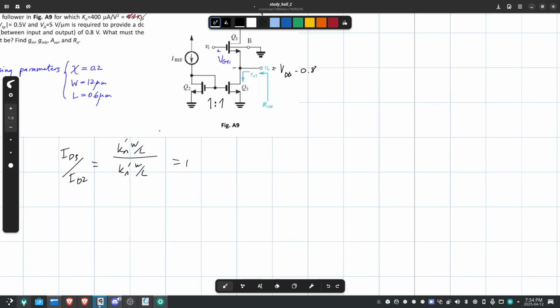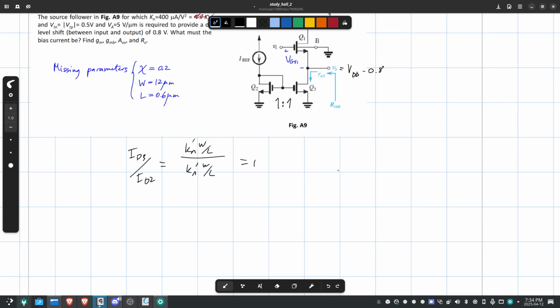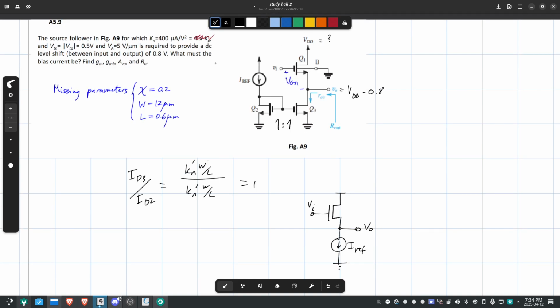Let's simplify the circuit then. We're going to have the voltage source here. This is VI. This is VO. Oopsie. And this becomes IREF, right? Because the current flowing down here is IREF, and therefore the current flowing down here must also be IREF.